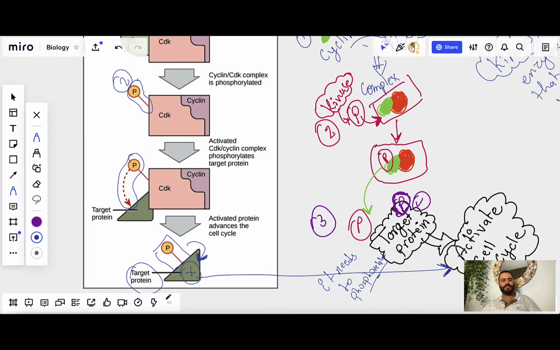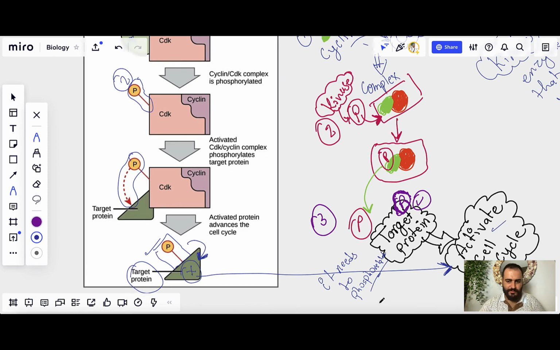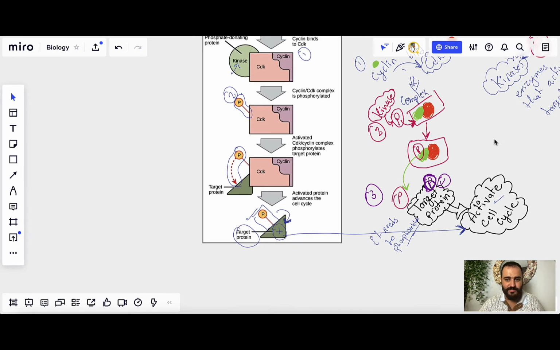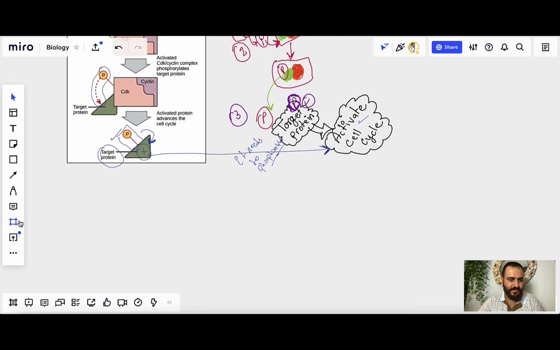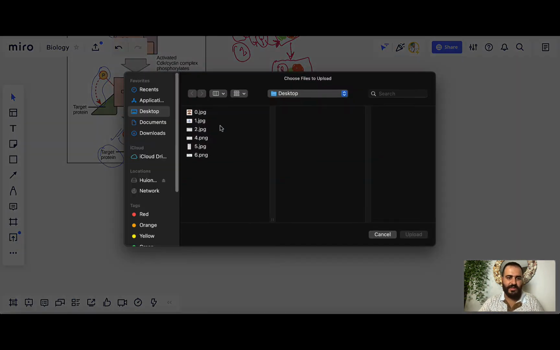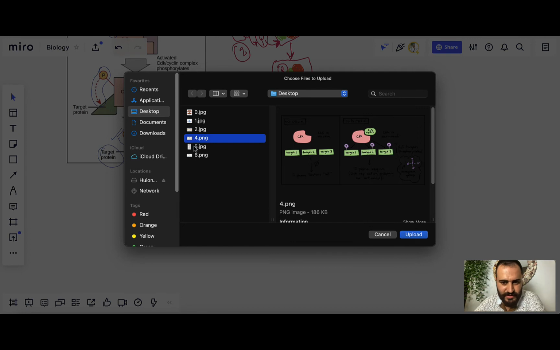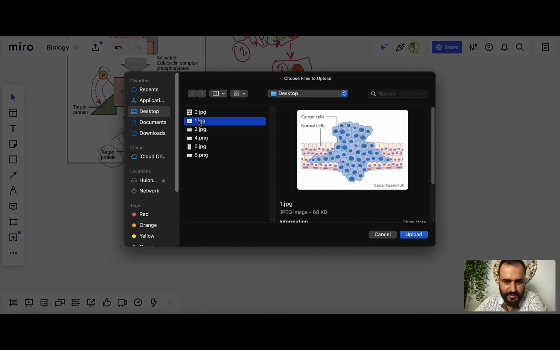The target protein is phosphorylated now. It can activate the cell cycle. There are different types of cyclins, and they work at different phases, but all of them work on a very similar concept. They have to bind to CDK, and they have to activate a target molecule.